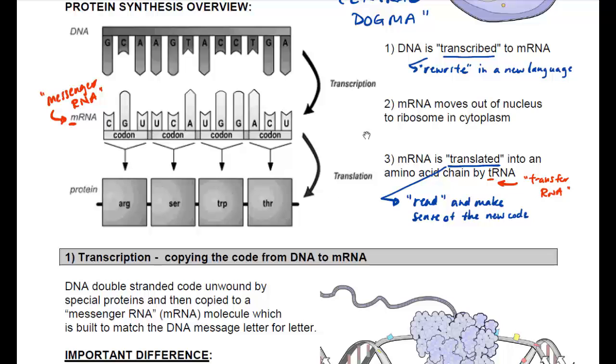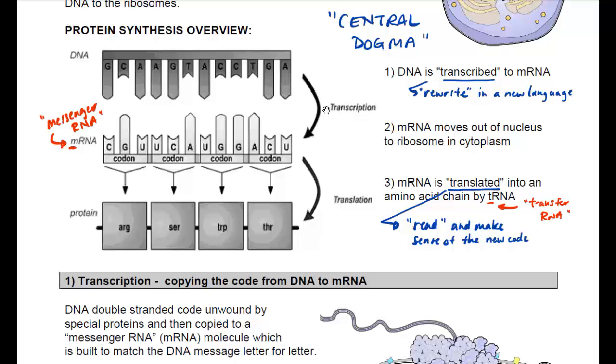So that's it. Those are the 2 major stages for protein synthesis. You transcribe, you move it, that's called translocation, and then you translate. And again, transcription is to rewrite, translation is to read it and make sense of that new code.